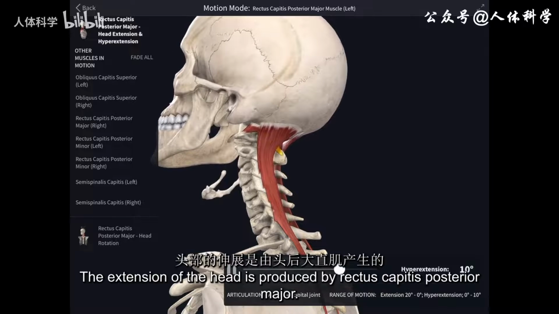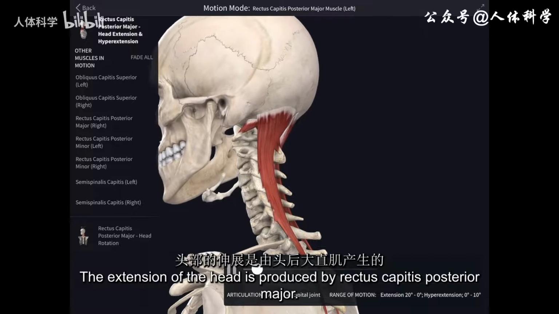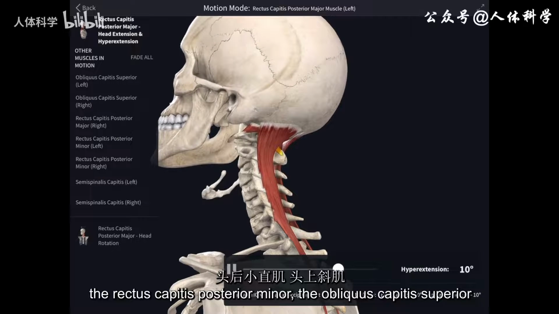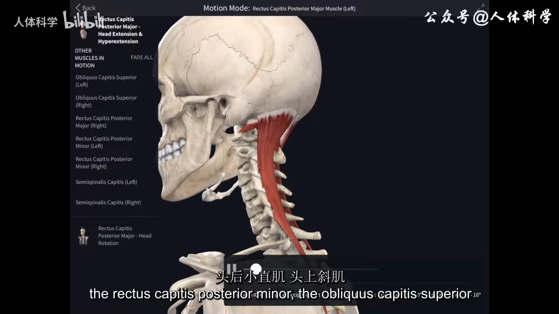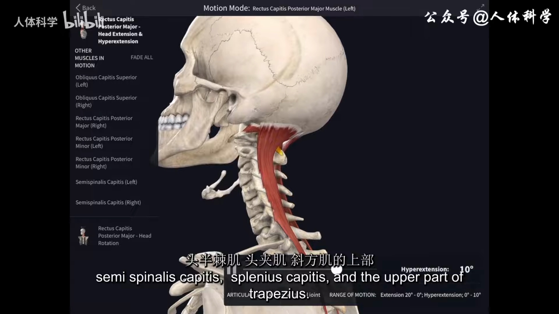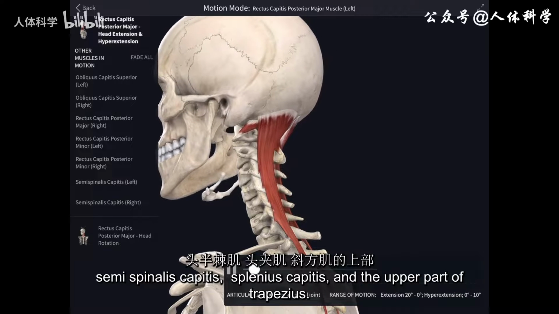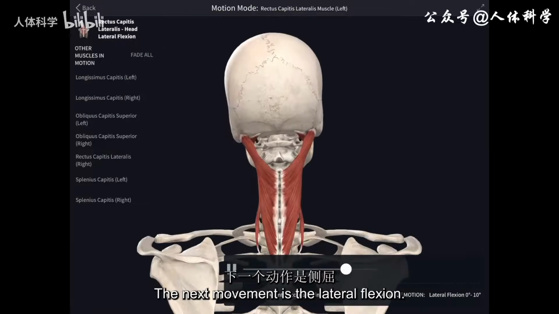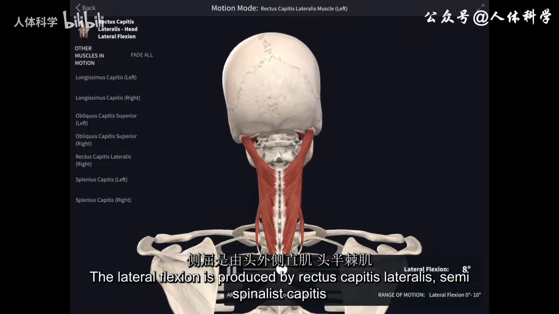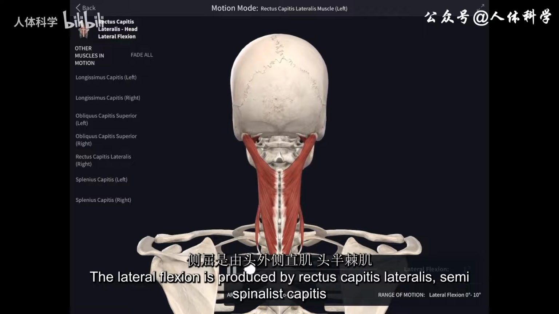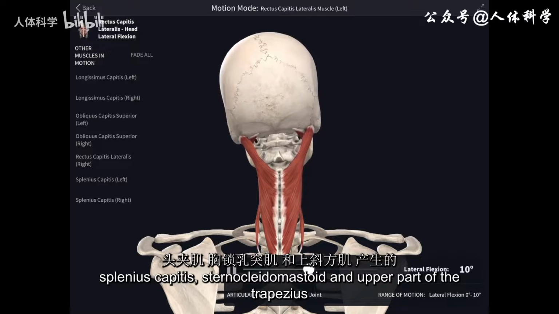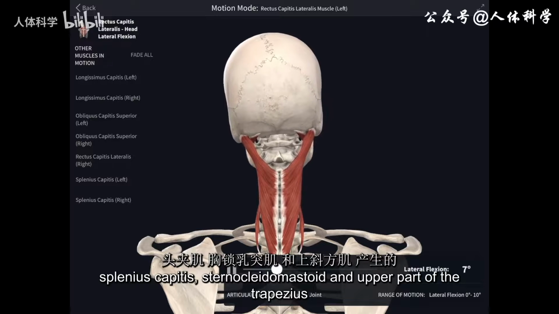The extension of the head is produced by the rectus capitis posterior major, the rectus capitis posterior minor, the obliquus capitis superior, semispinalis capitis, splenius capitis and the upper part of the trapezius. The next movement is the lateral flexion. The lateral flexion is produced by rectus capitis lateralis, semispinalis capitis, splenius capitis, sternocleidomastoid and the upper part of the trapezius.